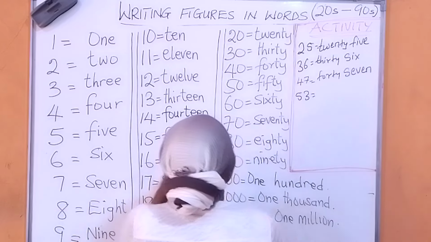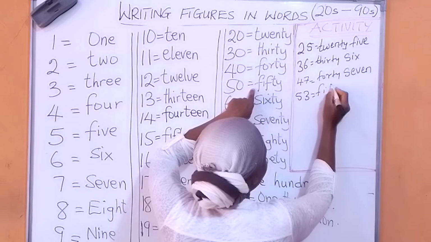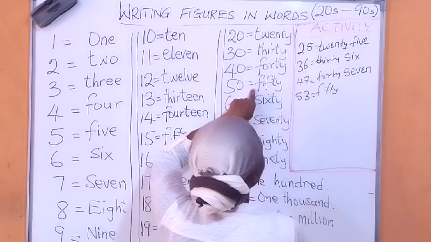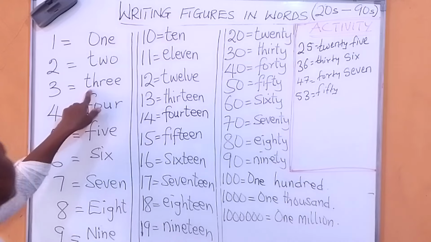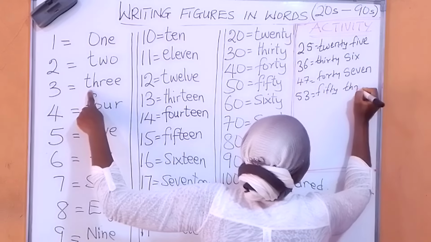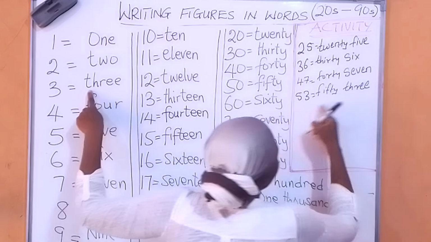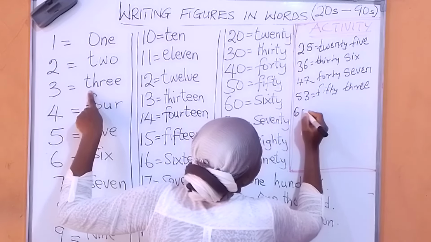53. This is 50. We have 50 here. F-I-F-T-Y, 50. Then we have 3 here. T-H-R-E-E, 3. That is 53.